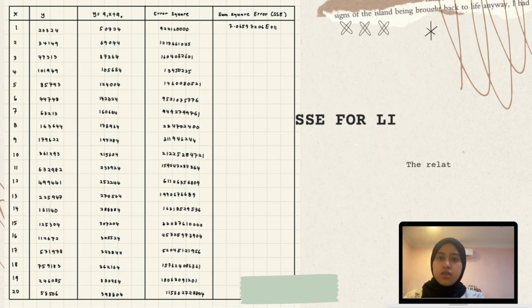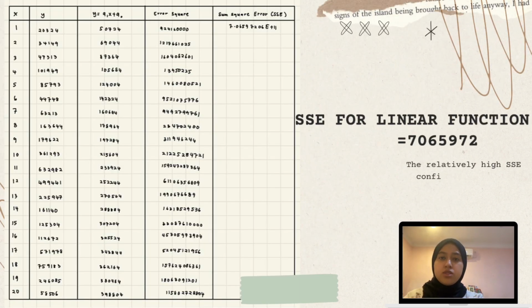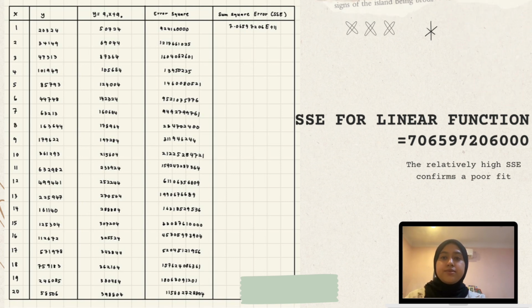As we can see here, this is the dataset for the linear function, y equals a1x plus a0. We calculated the squared error of each data point, and by summing all the squared errors, we got the sum of squared errors, SSE. For this linear function, the SSE is 706,597,206,000. The linear model provides a general upward trend but does not accurately capture the peaks and fluctuations in the data. The relatively high SSE confirms a poor fit.